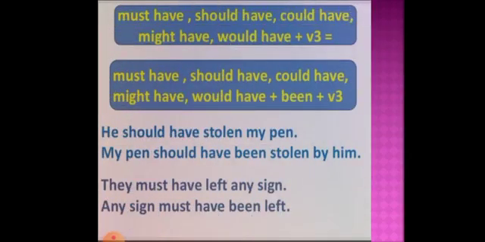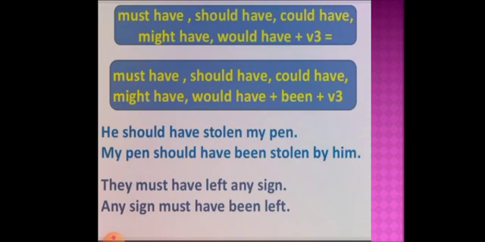Then must have, should have, could have, might have, would have plus V3 will be changed into must have, should have, could have, might have, would have plus been plus V3. We add been with V3. For example, he should have stolen my pen. My pen should have been stolen by him. Should have will be changed into should have been stolen.